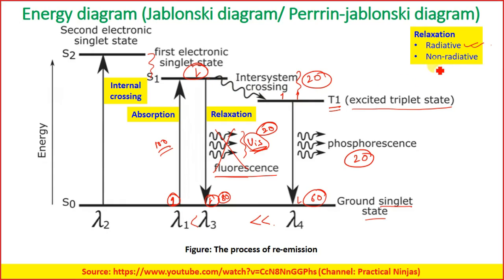So that means in this energy diagram, we have two non-radiative processes. The first one is the internal crossing. The second one is the inter-system crossing. Then the radiative relaxation can either be the fluorescence or the phosphorescence. Are you getting my point? So radiative can happen in two ways, and non-radiative can also happen in two ways.